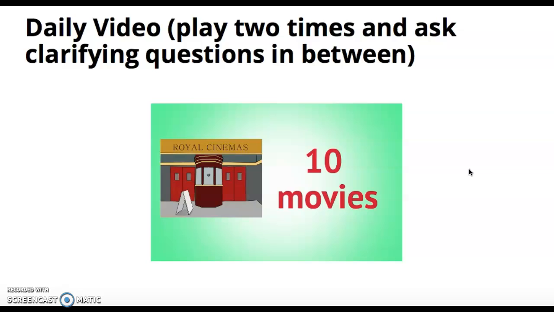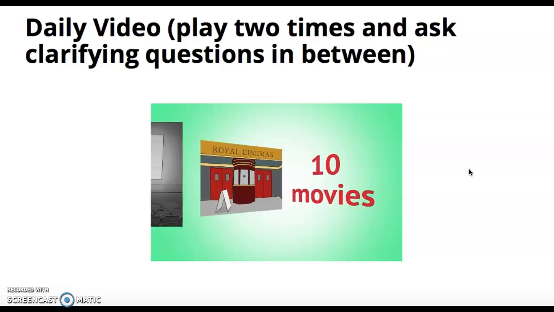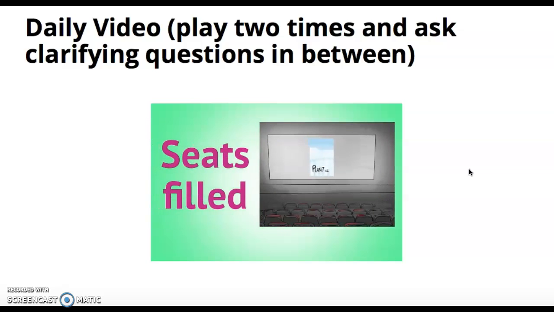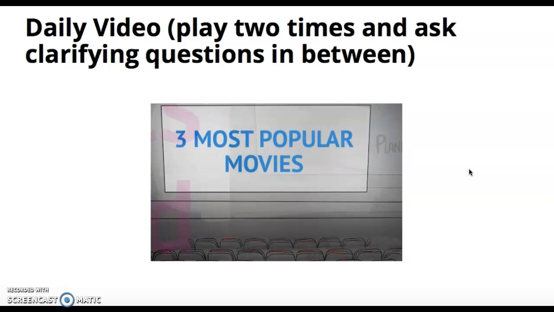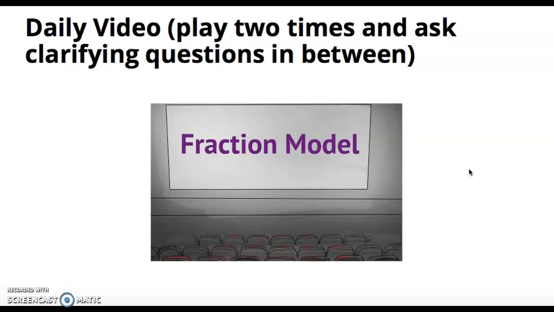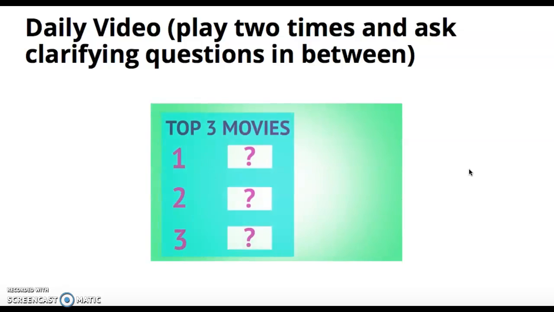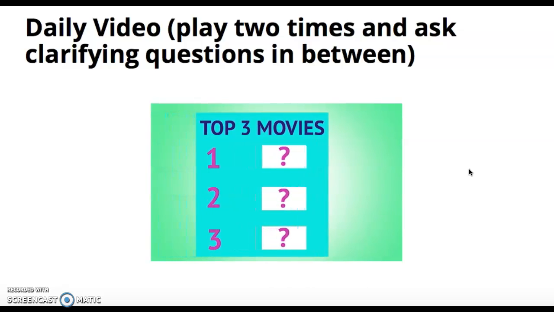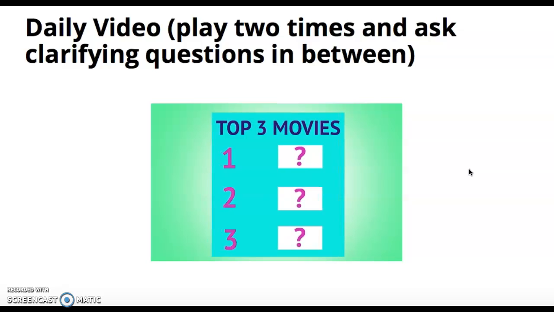Compare the popularity of Royal Cinema's 10 movies based on the average amount of seats filled in the theater. Determine the 3 most popular movies. Prove your findings by creating a visual fraction model of the movie seats filled for each film. Then create a display poster advertising the top 3 movies.